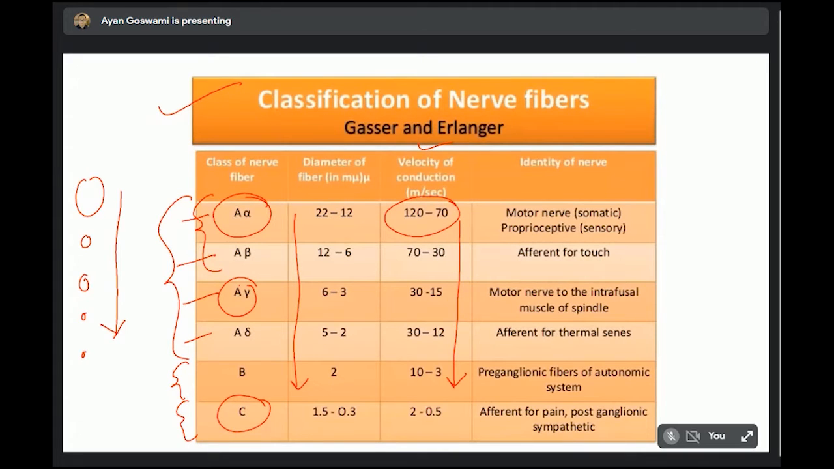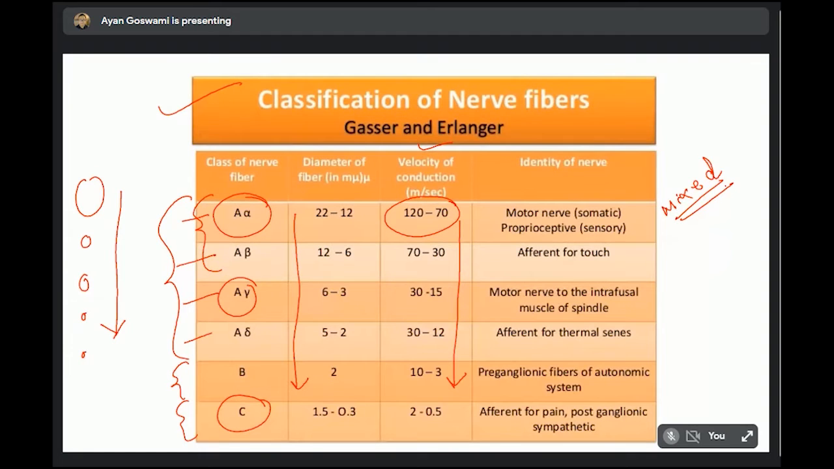Now you need to know the nature of all these nerves. A alpha fibers can be alpha motor neuron in stretch reflex. You know, in stretch reflex, there is alpha motor neuron, and alpha neuron may also be proprioceptive neuron. So A alpha is a mixed neuron. It can be sensory or it can be motor. When it is sensory, it carries proprioception. Proprioception means joint position sense, right?